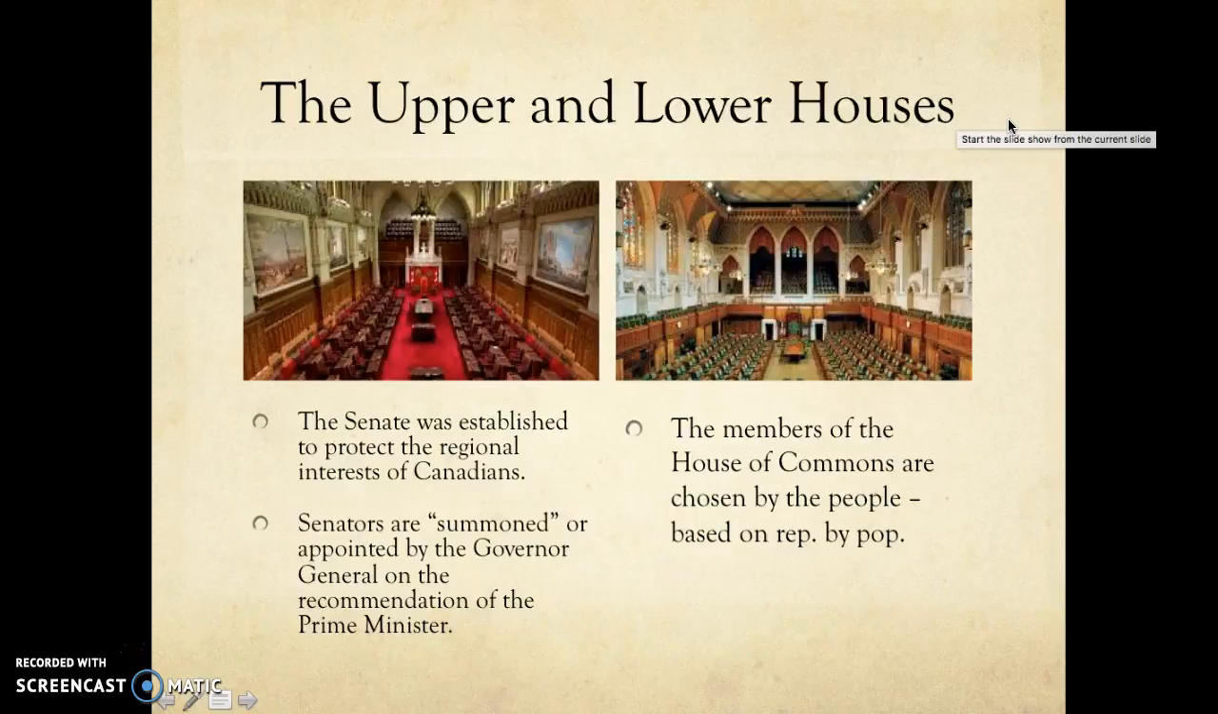The members of the House of Commons are chosen by the people, based on representation by population. Thus, the country was divided into constituencies, groups of voters in a specific area. The number of residents in each constituency is roughly equal. At the time of Confederation, the male citizens in each constituency could vote to choose one representative to represent them in the House of Commons and vote on issues on their behalf. Elected representatives of the people make laws and decide how to spend government revenue, such as taxes.